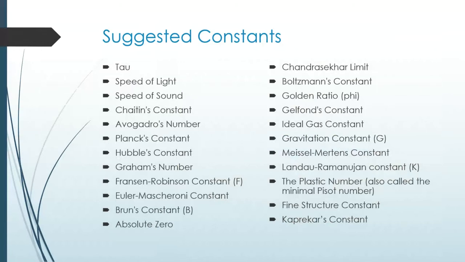So I have a list here of constants that I recommend you choose from, because these are a little bit easier to understand than some of the others. Tau, speed of light, the speed of sound, Chaitin's constant, Avogadro's number, Planck's constant, Hubble's constant. Graham's number is really cool. That number is so big we can't actually write it, so we don't write that number at all. That's a cool one to research.